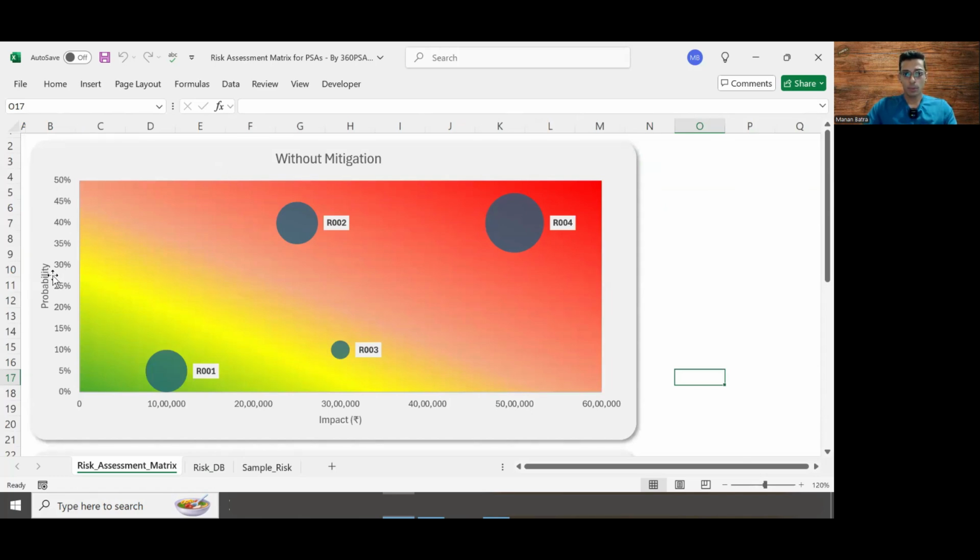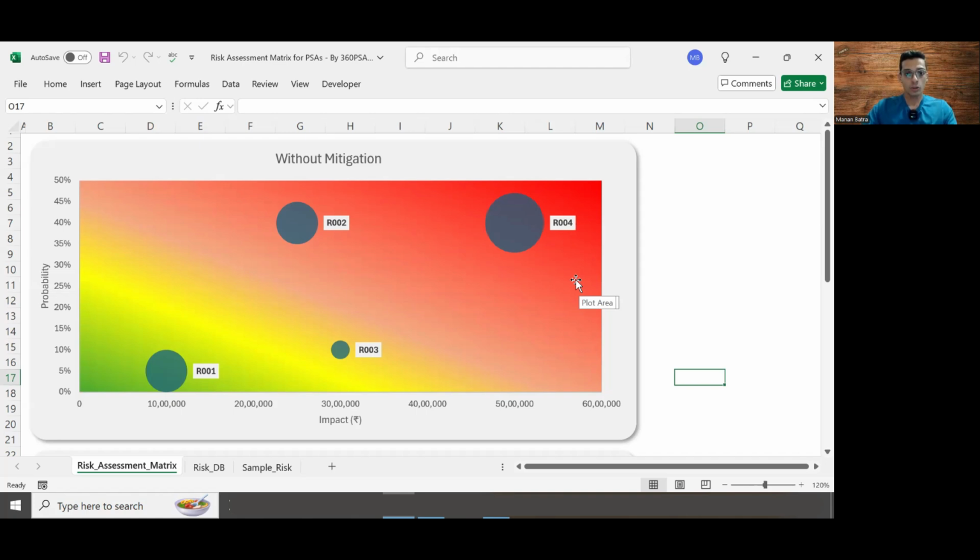One dimension is the probability, the second dimension is the impact, and the third dimension is the amount of resources that you need to mitigate the risk. That represents the size of these bubbles. For example, R003 is the smallest bubble, which means that the least amount of resources is required to mitigate this risk. Whereas R004 is the largest bubble, which means that this risk needs the largest amount of resources to be mitigated.